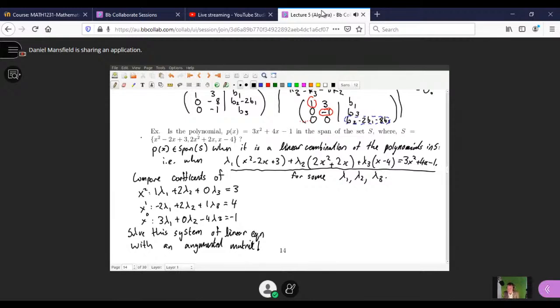Daniel uses compare, it's super effective. Okay, so I take my polynomial expression and discover it's actually just three linear equations, and I can throw that into the matrix: 1, 2, 0, bar 3; minus 2, 2, 1, bar 4; and 3, 0, minus 4, bar minus 1.